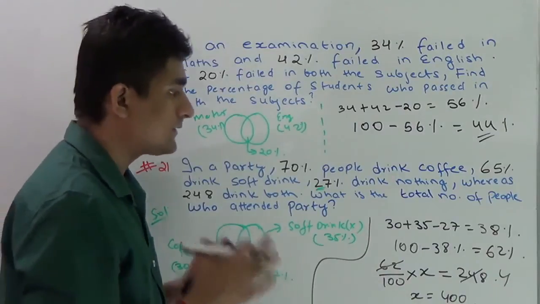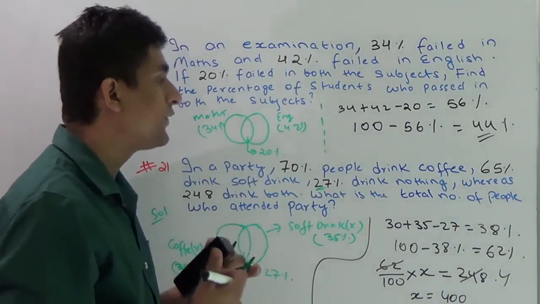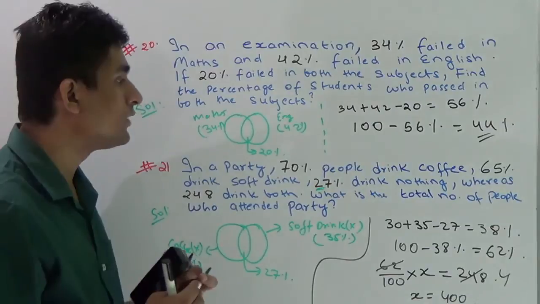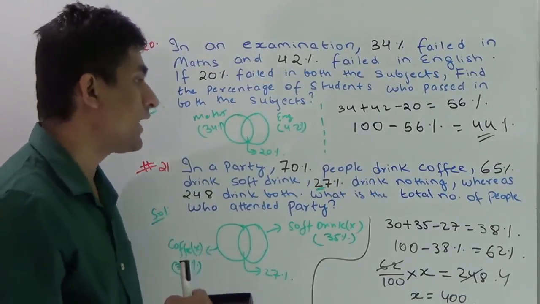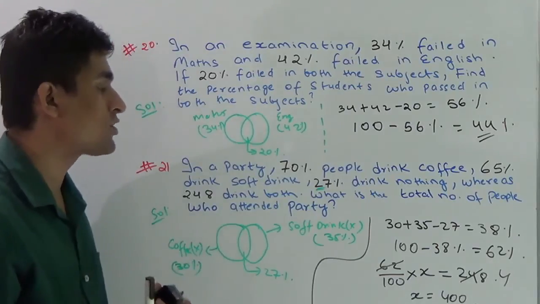I think this Venn diagram section is clear to you now. Now I'll move to the next level of questions. The level of difficulty will be raised, that means we'll be moving to level 2 type of questions.